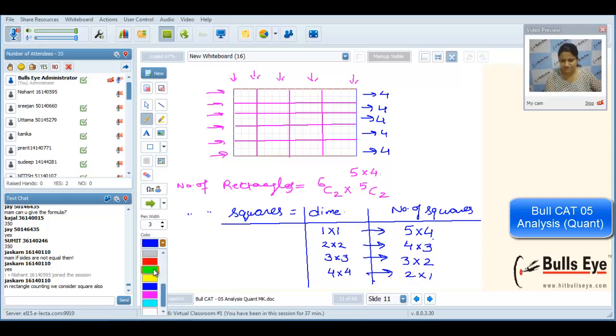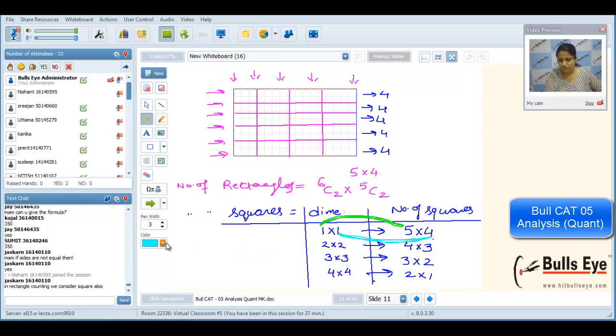See, what is the logic? Whenever you have this kind of thing, actually this sum is fixed. What is this sum? 5 plus 1. This is always fixed, 6. It should be 6 always. And what about this sum? It will always be 5. This sum should be fixed.